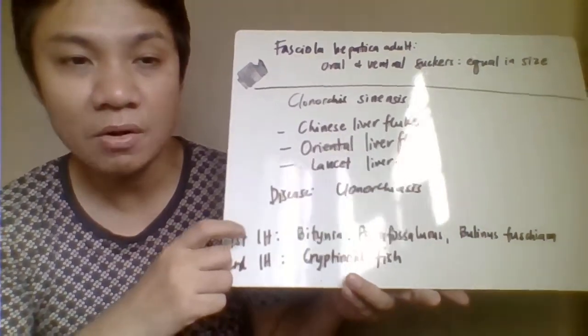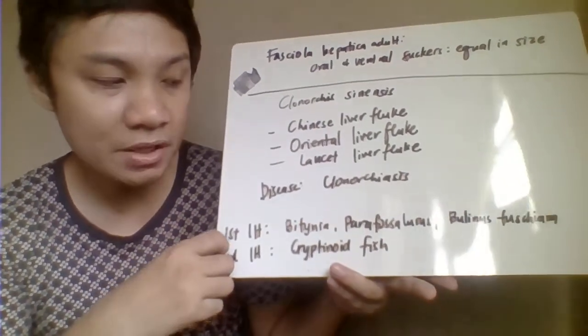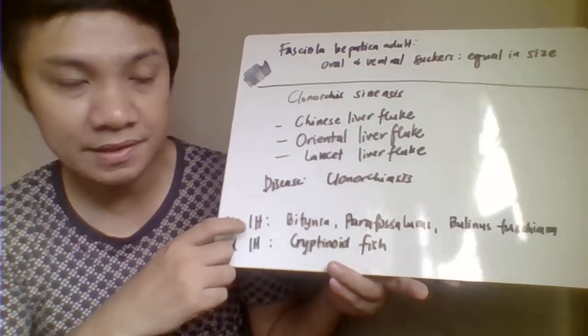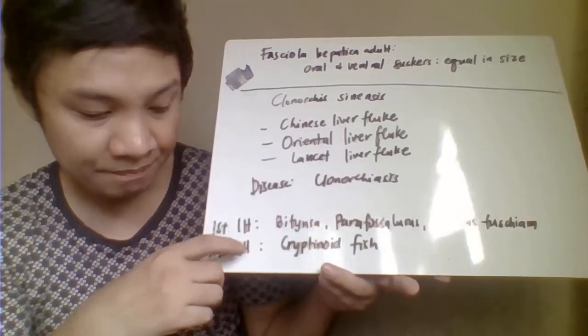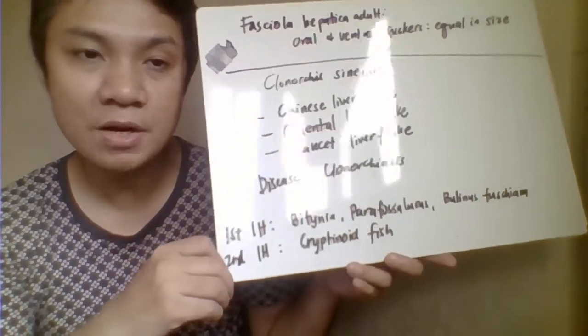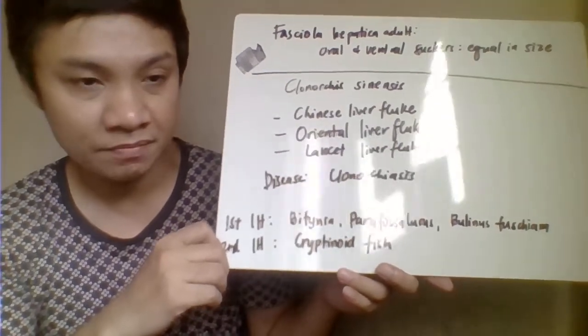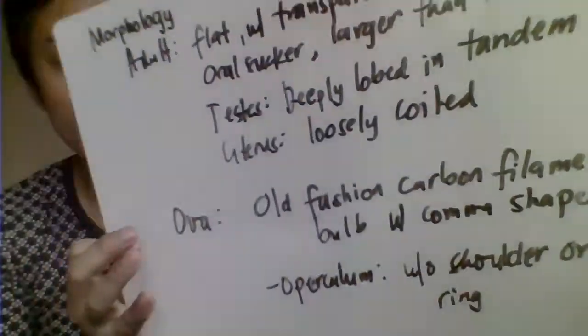Okay, the first intermediate host, again, is a snail belonging to the following genera. We have Bithynia, Parafossarulus, and Bulinus fuchsiana. And the second intermediate host would be fish in the form of cyprinoid fish. For the life cycle, again, it would be the same as Fasciola hepatica.